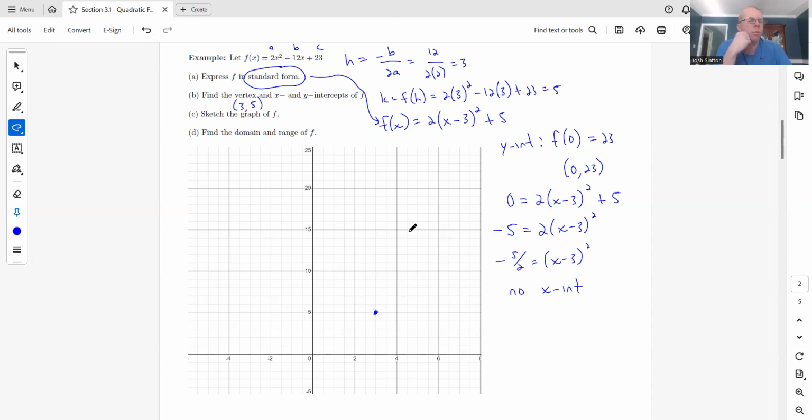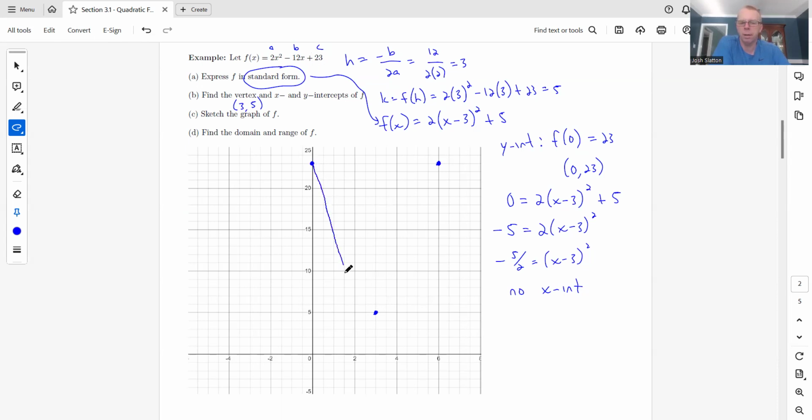So in order to graph this, we need to plot one more point if you're doing it on the computer, or 2 more points if you're graphing by hand. The easiest way to do that, we have the y-intercept, which is 0, 23. So that would be right there. And now the graph is symmetric. We've gone from 0, 3 units to the right. If we go another 3 units, then that one also has to be 23. And you can check that. If you plug in 6 to this, you will also get 23.